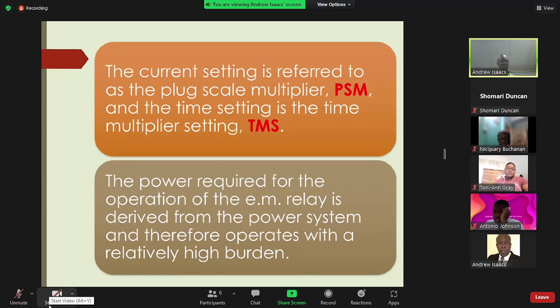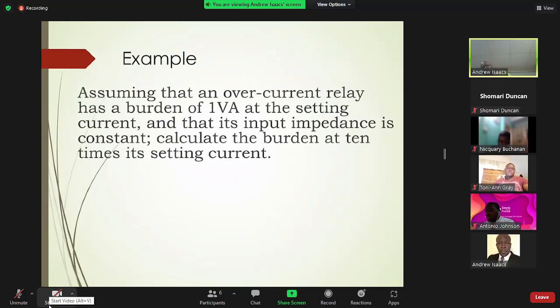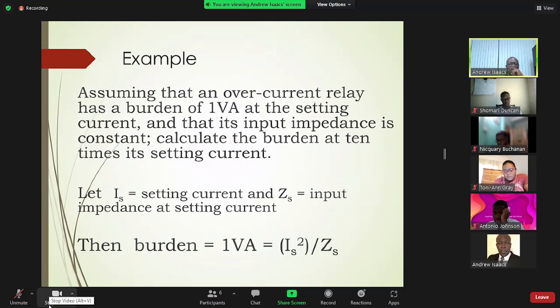The example I'm about to show you, I'm the first to admit it's quite convenient. But anyway, you will get the picture. So if we have an overcurrent relay, there's a burden of 1 VA at the setting current. So at the setting current, we have 1 volt ampere. If we assume the input impedance to be constant, then the burden is going to be equal to I squared over ZS.